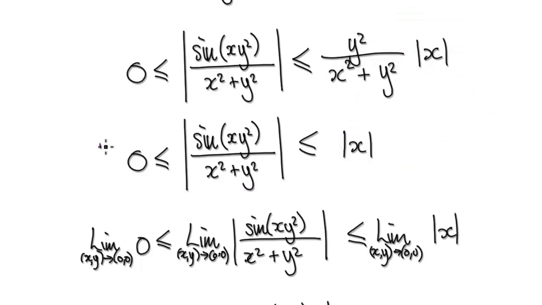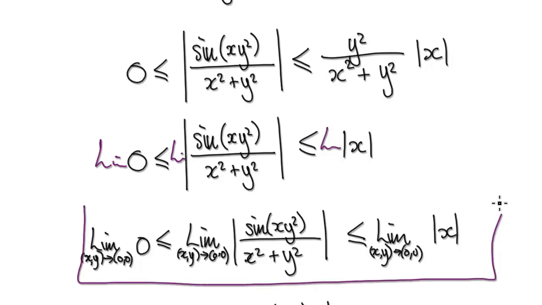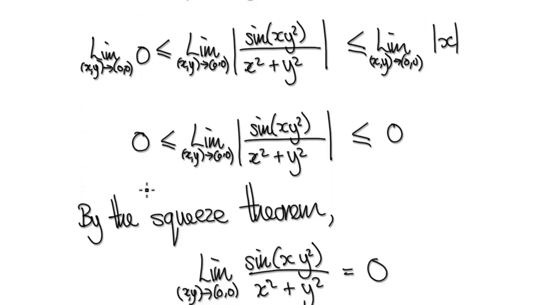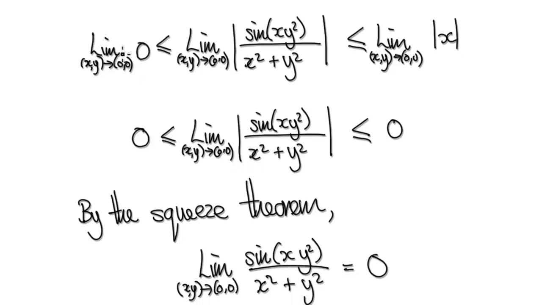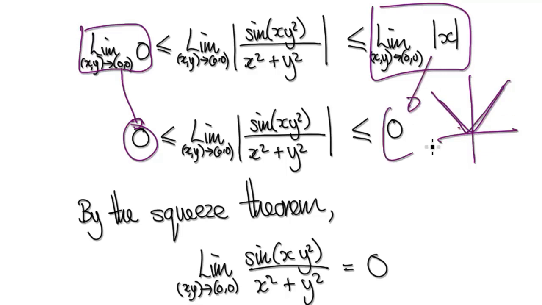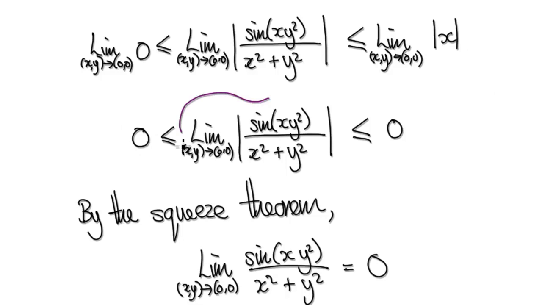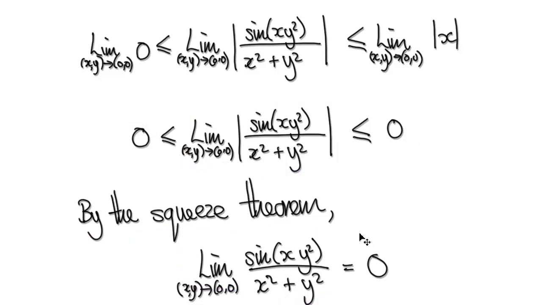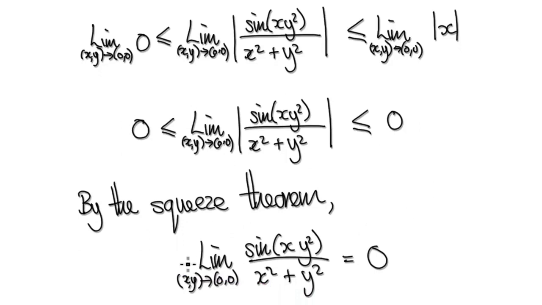So now take the limit of everything. Take the limit of this, take the limit of this, take the limit of this. That will then take us to here. And then take the limit of this as x, y tends to 0. The limit of this will actually be 0. The limit of this, because it looks like this, well, the limit of this will actually be 0. So we don't know what this limit is doing, but we do know that it's trapped in between 0 and 0. Therefore, by the squeeze theorem, the limit of this must be 0. Okay, so this is our final answer.